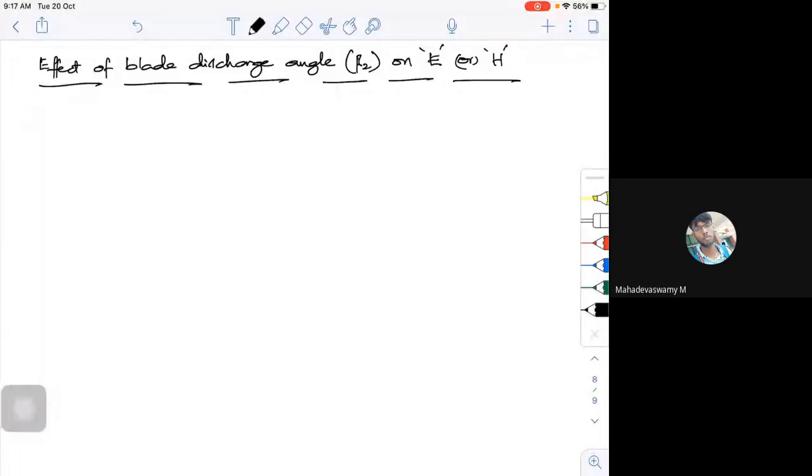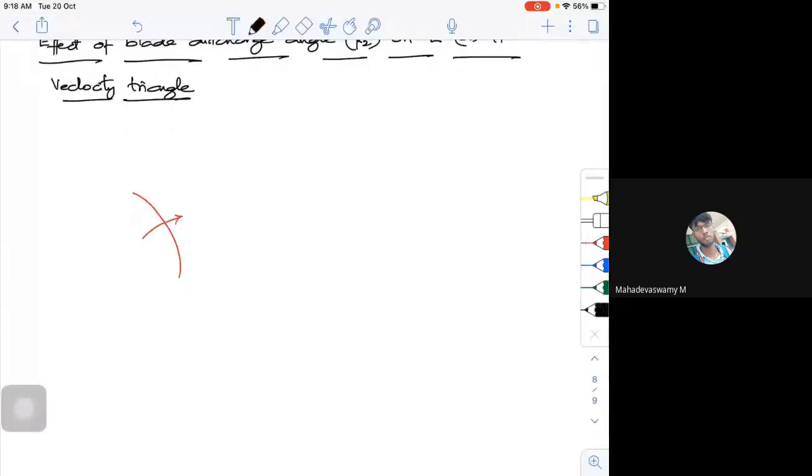Before that, we will write the exit velocity triangle for the radial flow machine. Before writing the velocity triangle, I need to write the blade. So I have the blade. From now onwards, I'm not going to write a complete blade, I will just put a curve. What is the direction of rotation for a pump or a compressor? It is clockwise. Now, this is the inlet 1 and this is the outlet 2.